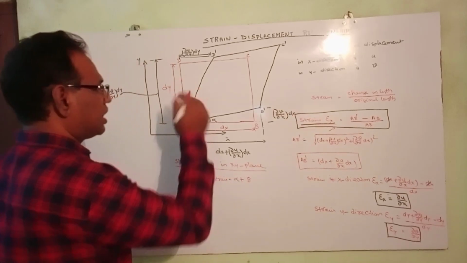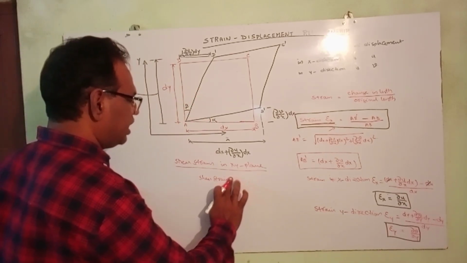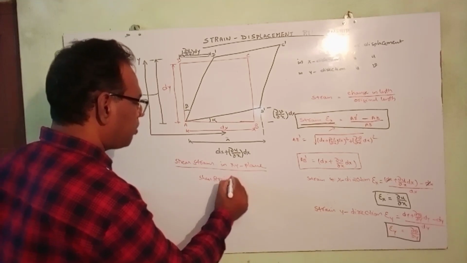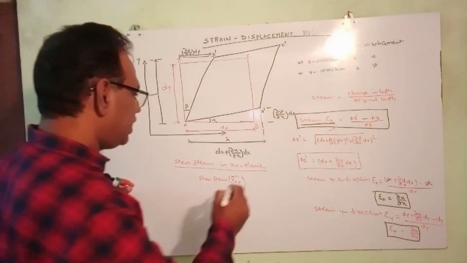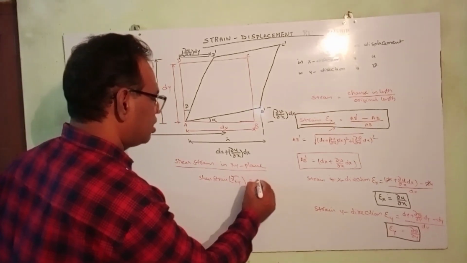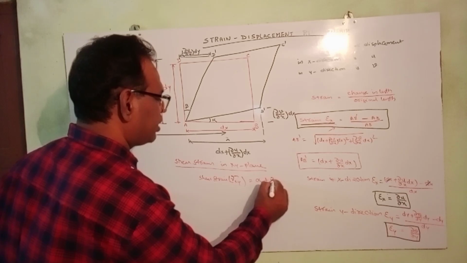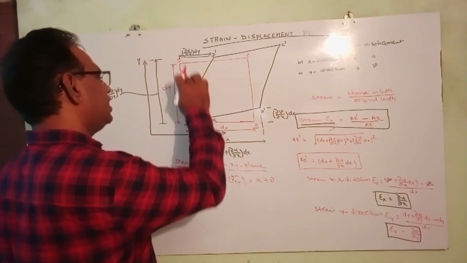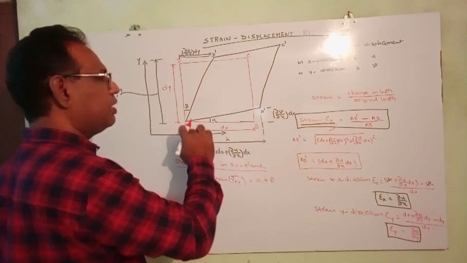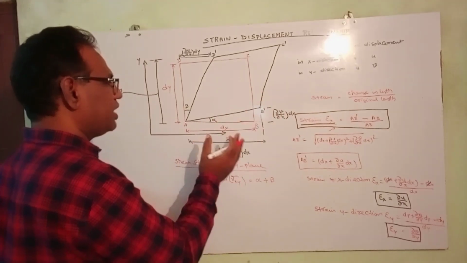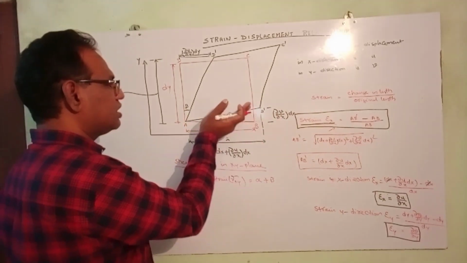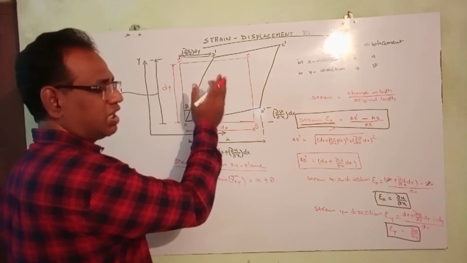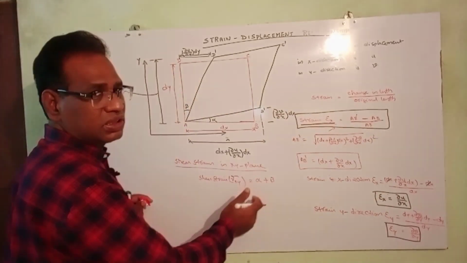Because of this, the shape is distorted. Shear strain is represented with gamma xy, the shear strain on the xy plane. Now it is alpha plus beta, the angle distorted. Originally ABCD is the shape. Because of the application of load, the shape is distorted. Now the shear strain is the change in this side, so the total change is alpha plus beta.